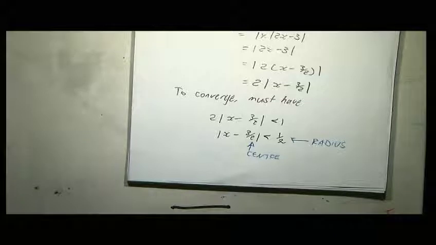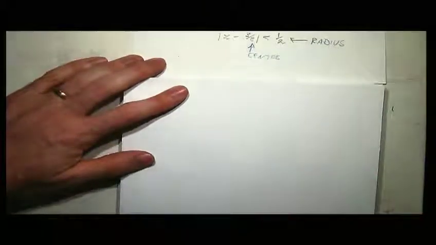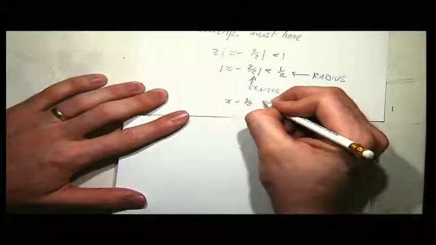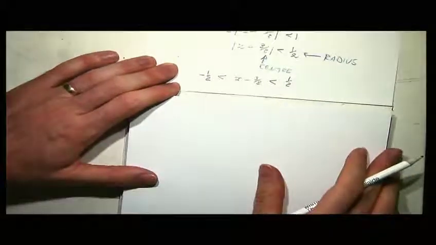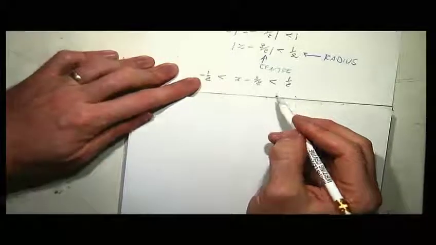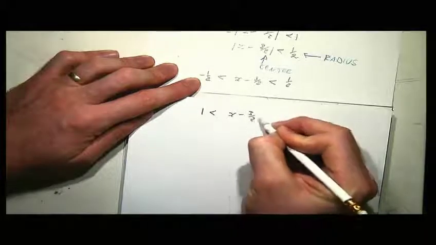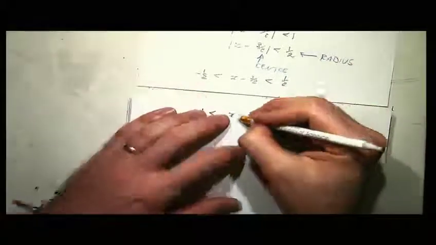So if all I wanted to do was find the radius, I would stop there. So the next line of the working, I could take whatever I had here, which was x minus 3 over 2, and put it between plus a half and minus a half. And then I could add 3 on 2 to all 3 of them. So 3 on 2 plus a half is 2, and 3 on 2 minus a half is 1. So now I have that my x is between 1 and 2.